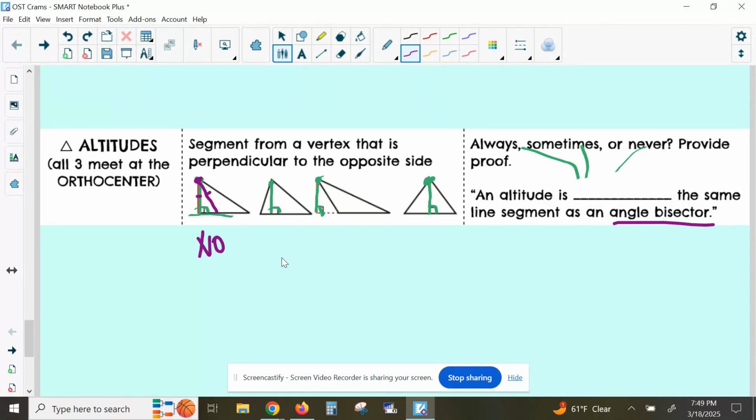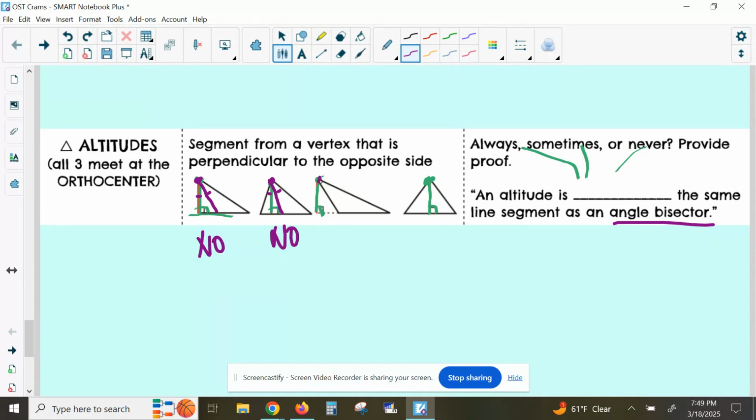What about this one? If I were to make an angle bisector of this up here, I would have to cut this angle exactly in half. It might look like that. Does that look the same opening as that? Once again, the purple and the green line are not in the same spot. So this is a no. So far it's a never, right?